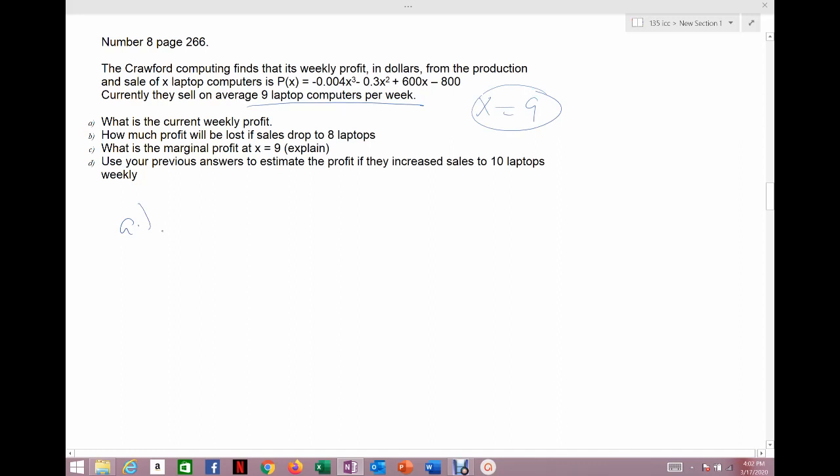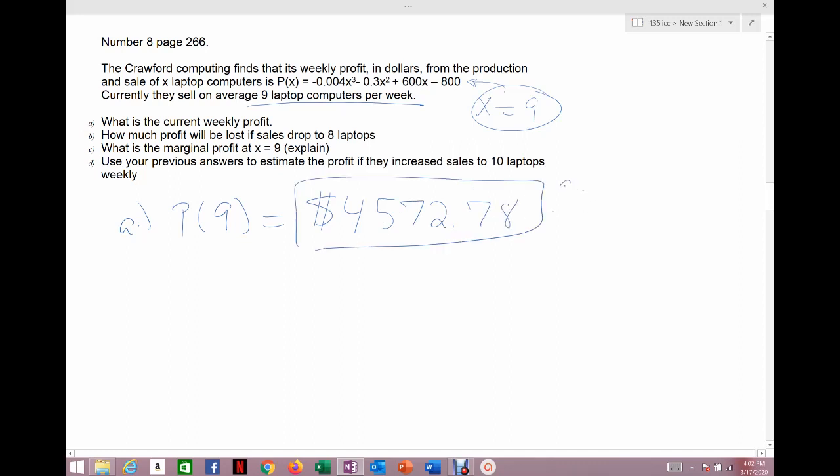So A is asking for the current profit. So let's just take your profit function, plug in 9, the original. Alright, so plug 9 into that original function. If you do, it should come out a profit of $4,572.78. Alright, so that's how much money they make when they sell 9 laptops. Alright, how much profit will be lost if the sales drop to 8?